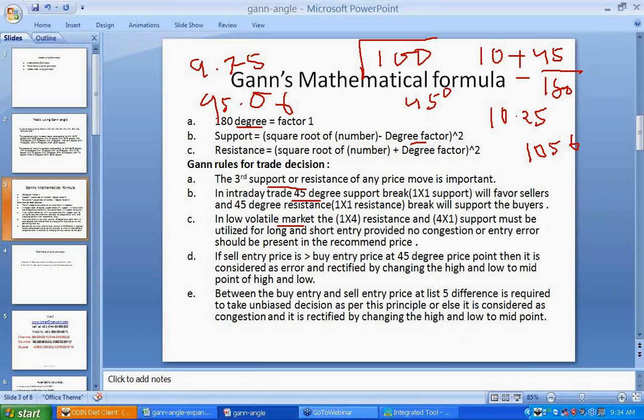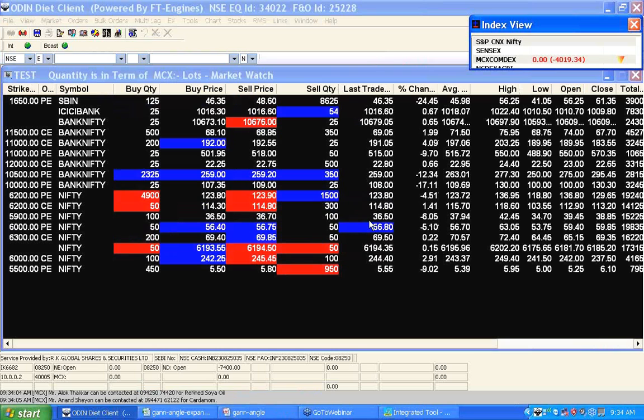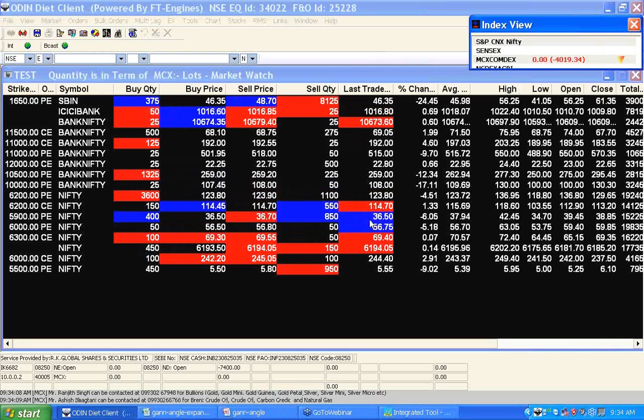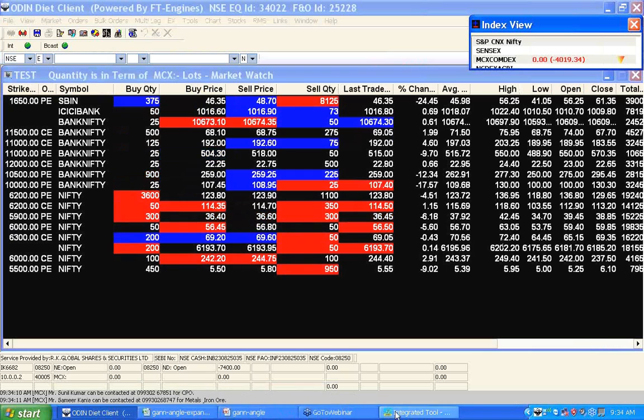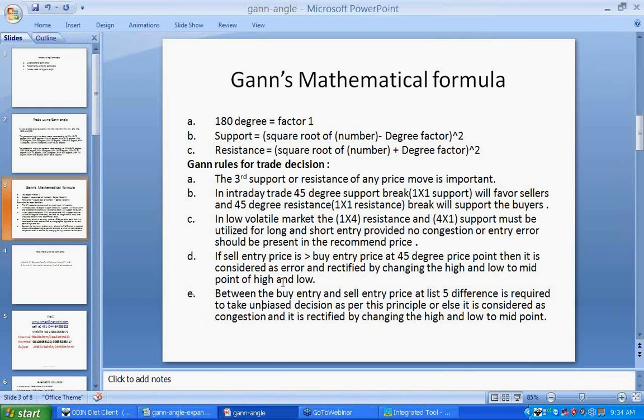You can read through all those rules in the gann angles free ebook, which is there on our website. Through that you will be able to learn the techniques of WD gann's angle principle, all the rules and everything, whatever I am showing here.